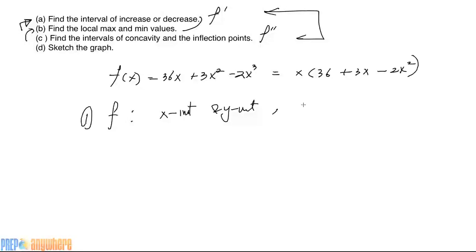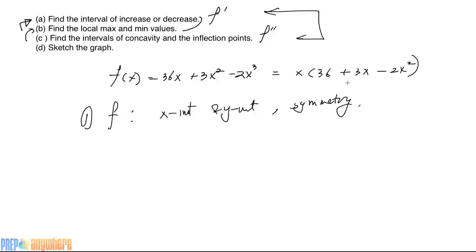Another thing you should look out for is symmetry. If this was an odd power, this would be an odd function, but it's not. So this doesn't have any symmetry, and you don't have to worry about being symmetrical about the x or y axis.